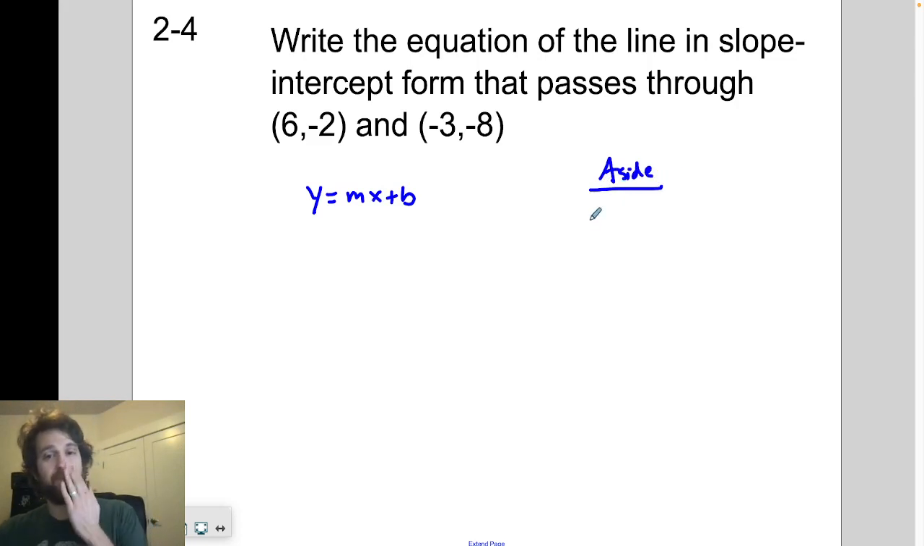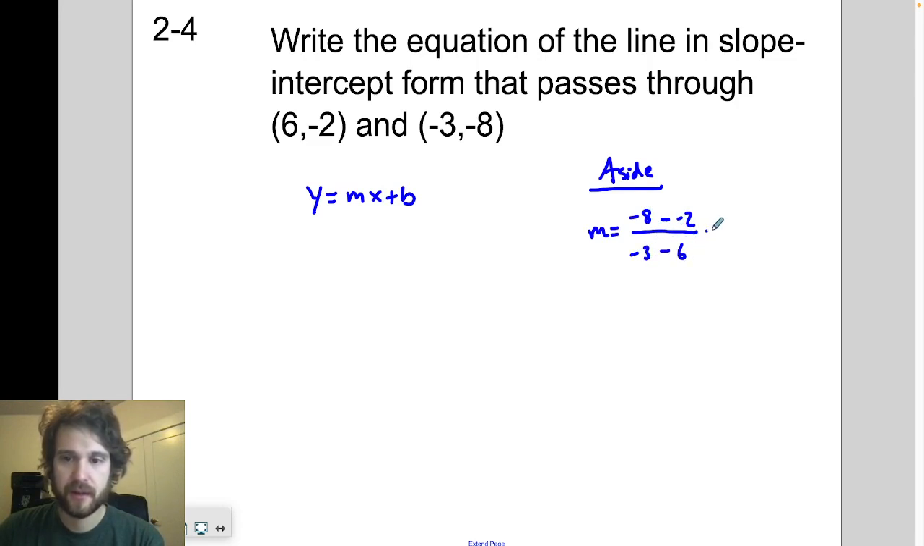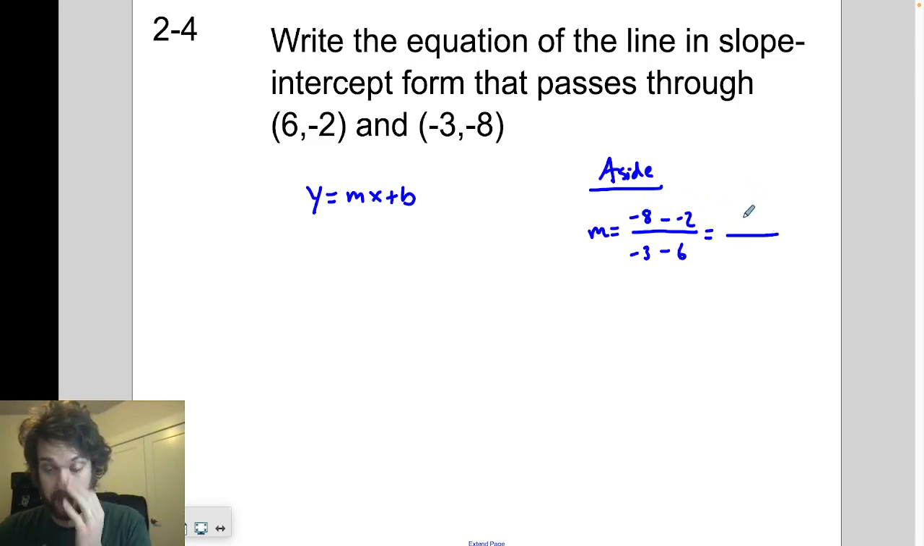So we go off on the side and we say m equals y2 minus y1, that's negative 8 minus negative 2 over negative 3 minus 6. And when we plug those in, that's really negative 8 plus 2. Negative 8 plus 2 is negative 6. And negative 3 minus 6 is negative 9.